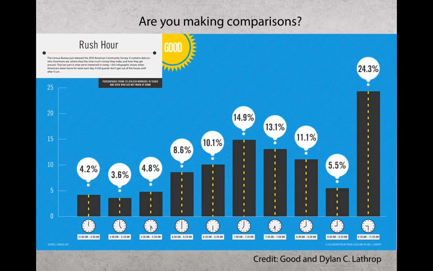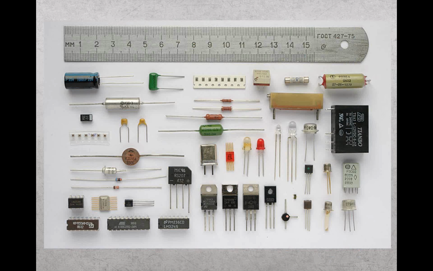When you're making comparisons, you use graphs. These are the average times of when people travel in rush hour. I thought this was really interesting for comparisons. It really shows a photograph of the components, and you can compare the size with the ruler at the top. I thought this was kind of brilliant. I don't see this kind of graphic very often.